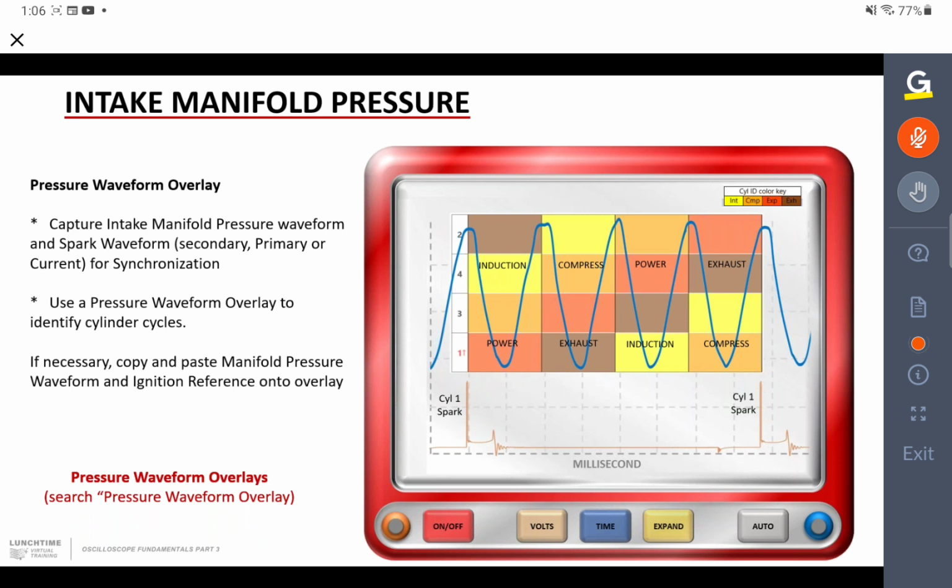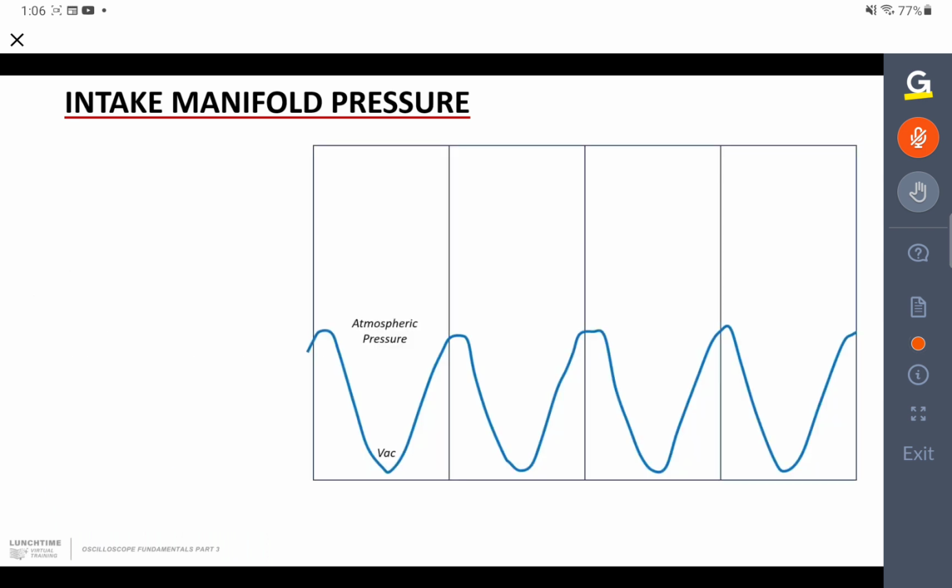As I say, just go onto the internet and search for pressure waveform overlay. You can download it. It's only a small file, and it's really handy, especially if you've got multi-cylinder engines, 6 or 8 cylinders, because it's very difficult then to work out which cylinder is on the induction stroke. So now we can say that that's the induction stroke for cylinder number 4. Okay, so there's our trace, there's our waveform, the intake manifold waveform, atmospheric pressure at the upper peak, and our strong vacuum at the lower peak.